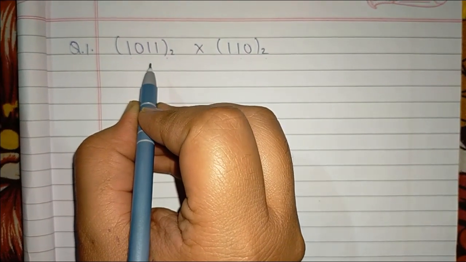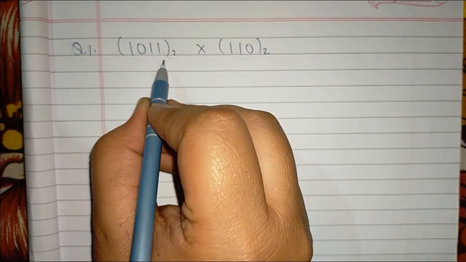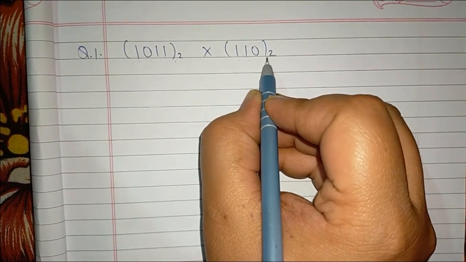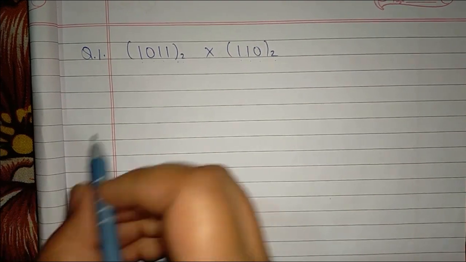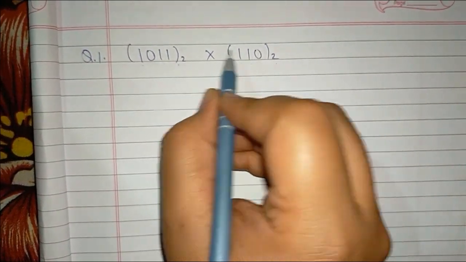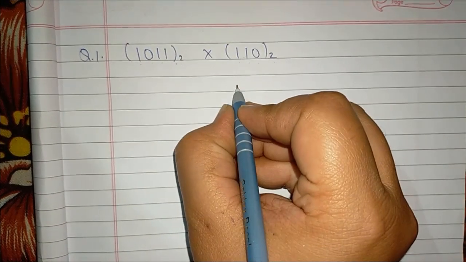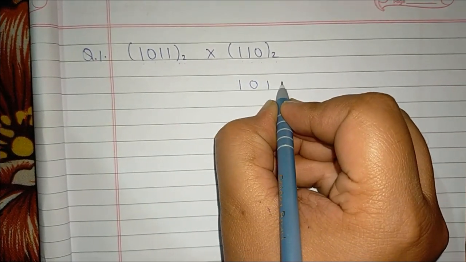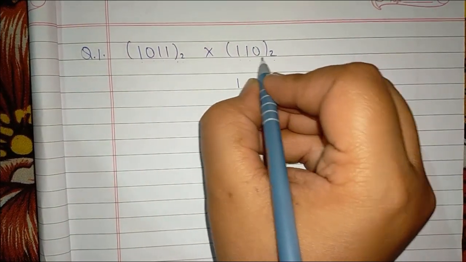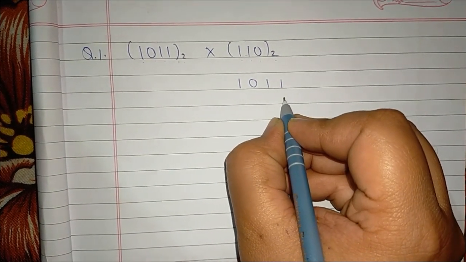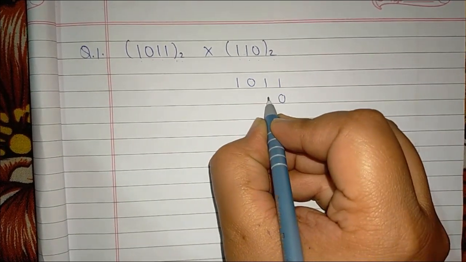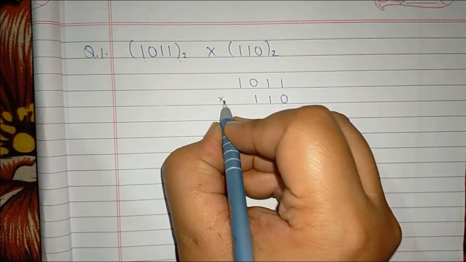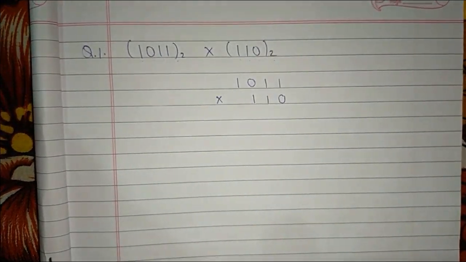Now let's start with our first question. Our first question is 1011 with a base of 2, and in this we are multiplying 110 with a base of 2. First of all you have to note down both of these numbers like this. First you will write your first number by separating all the digits a bit, and then you have to write the second number from the right side. Fine, something like this. And then over this side we have to put the sign of multiplication.